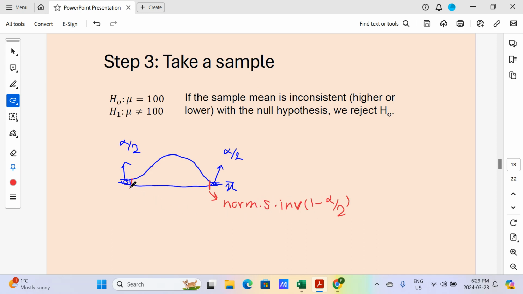And then this cutoff point would be negative NORM.S.INV of 1 minus alpha over 2, or, very simple, you can find that by NORM.S.INV of alpha divided by 2, because we already have the area on the left side. So that's the reason we call this test, when we have an equal sign and not equal, a two-tailed test, because we have two rejection regions.